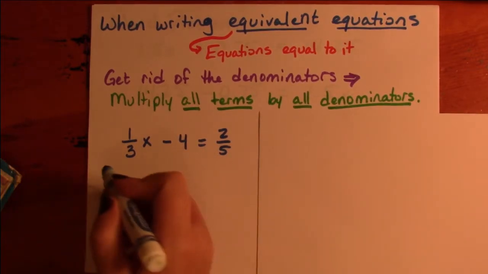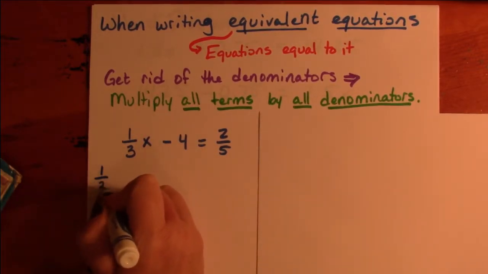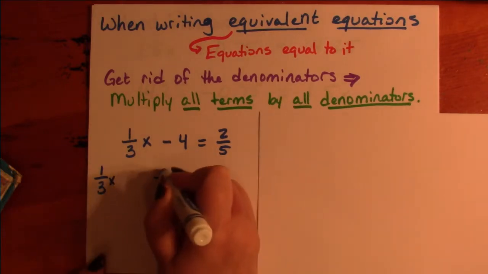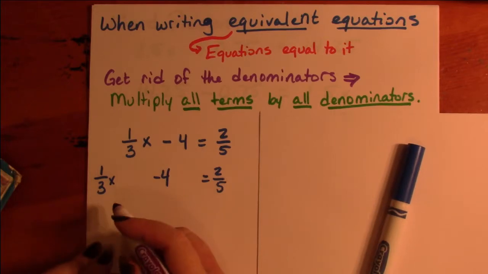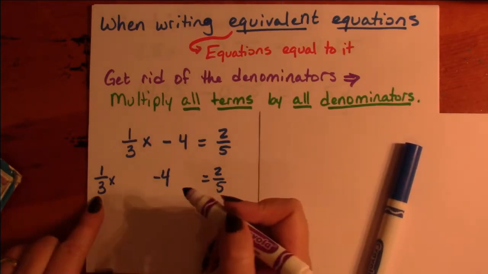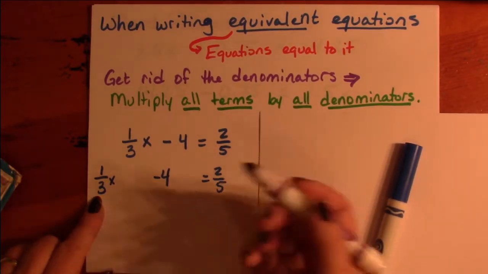So what I'm going to do first is I'm going to spread this stuff out so we can see what we're doing. Now when you multiply anything by a fraction, a whole number by a fraction, you're going to make it a fraction.